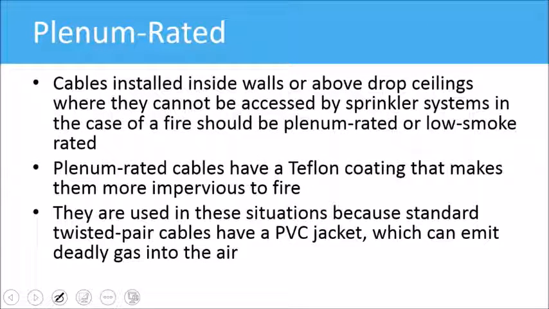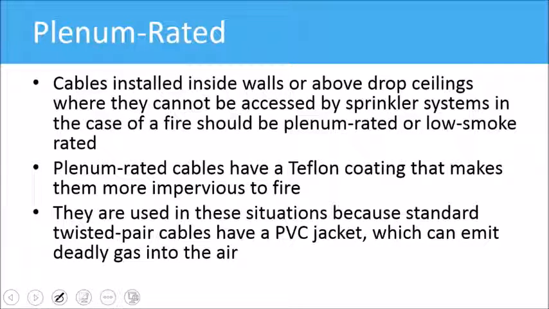We also have a certain type of cable that's called plenum rated, and these types of cables are installed inside of walls or above drop ceilings, like you might find in a school, where they can't be hurt by sprinkler systems or any other systems that you might have, like lighting systems, things of that nature, electrical systems. And so plenum rated cabling is important because if there's a fire, these cables have a Teflon coating that protects them, right? They don't give off high amounts of smoke.